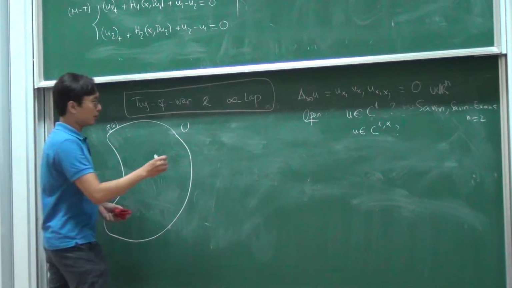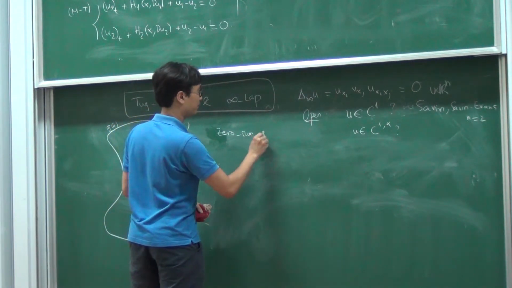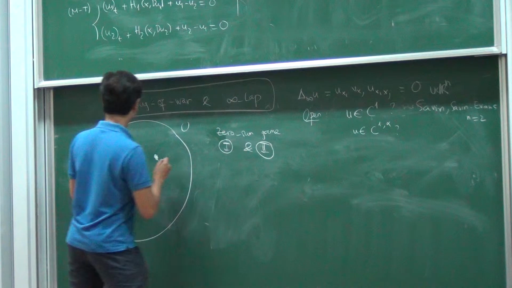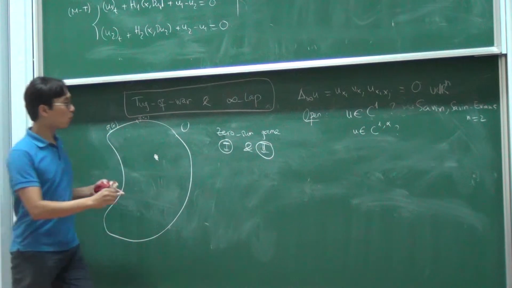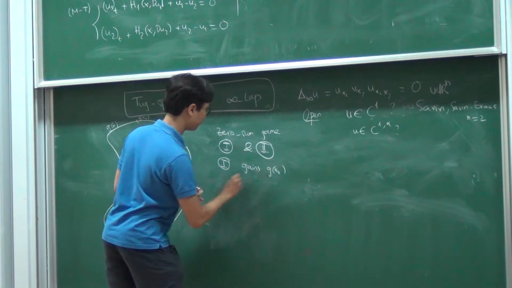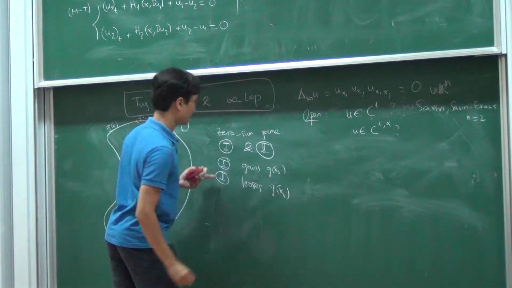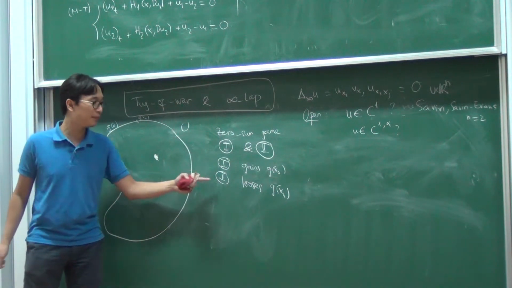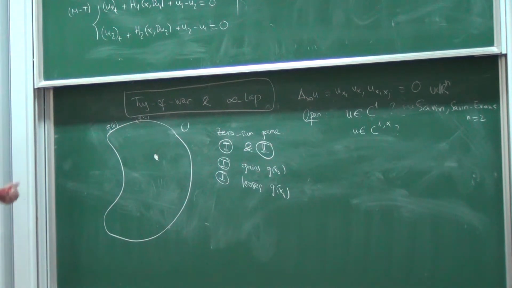This is a zero-sum game between player 1 and player 2. Let's say if I exit the room at the point x0, then player 1 gains g of x0 and player 2 loses g of x0. So, for example, if I exit the room here, player 2 has to pay player 1 this amount.